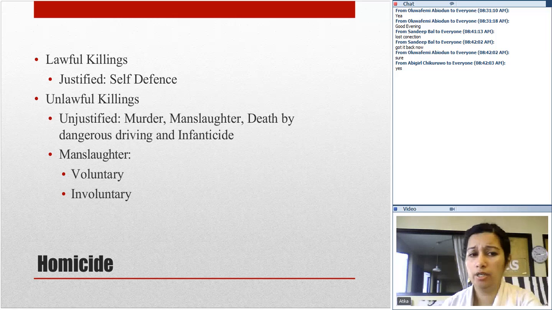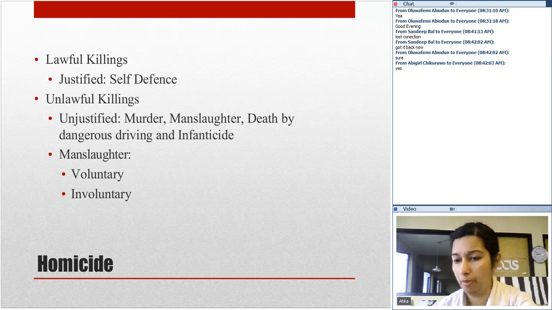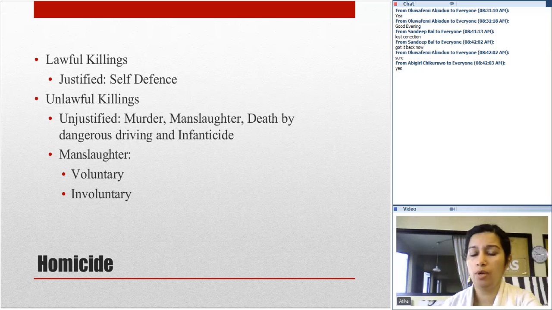Then you have your manslaughter. There are two types of manslaughter in unlawful killing: voluntary manslaughter and involuntary manslaughter. In U.S. law, there are similar things too, but there's a little bit of a difference. Since U.S. law is also common law, but of course here we're going to focus on common law in terms of the United Kingdom. Okay, let's move on to homicide.